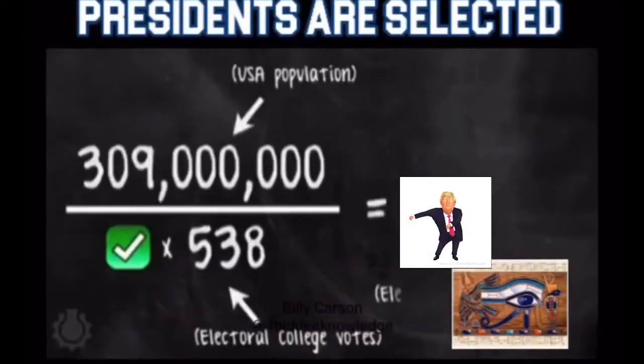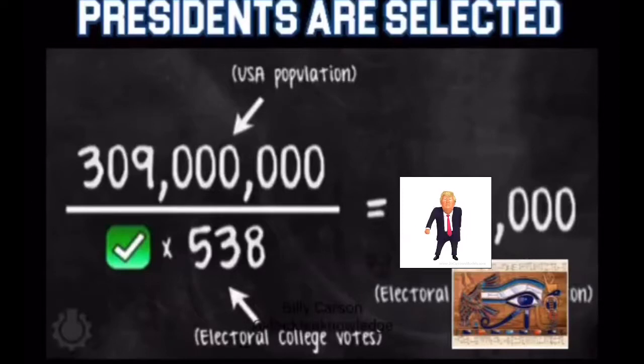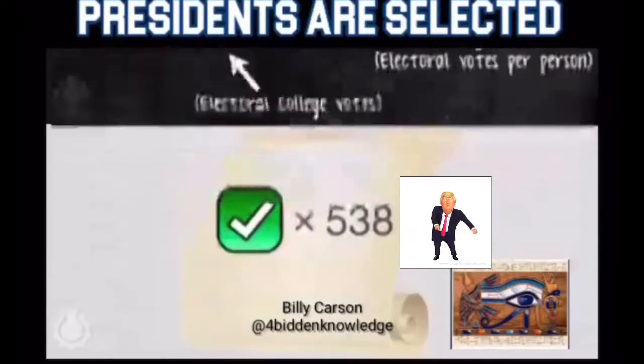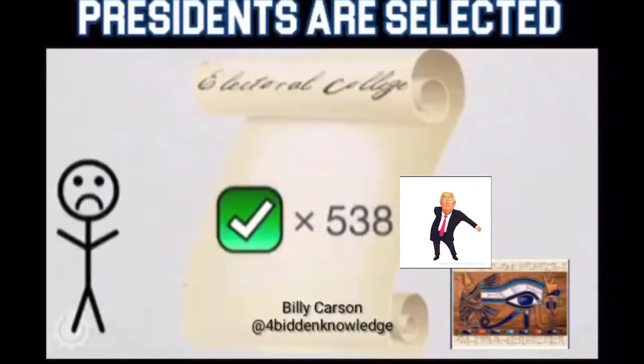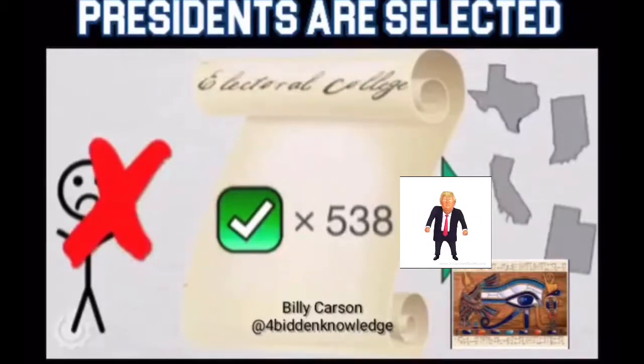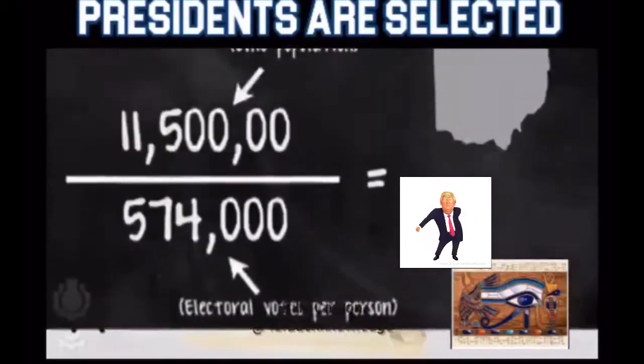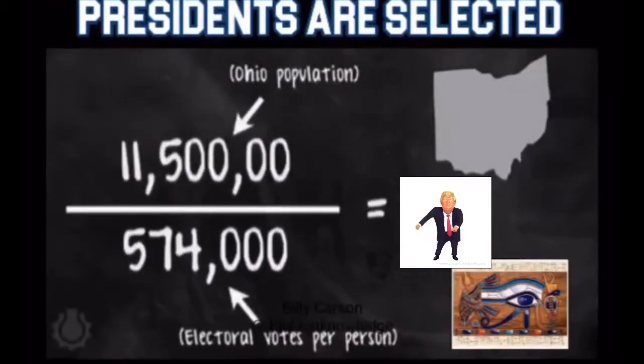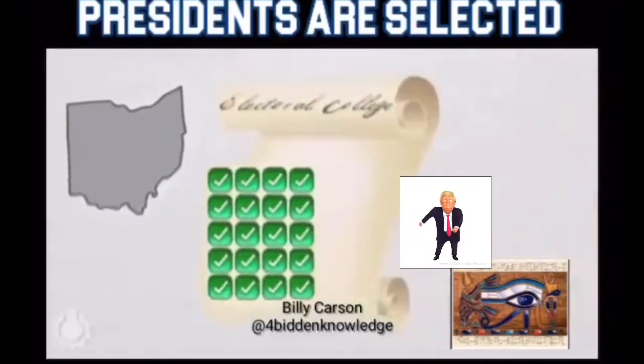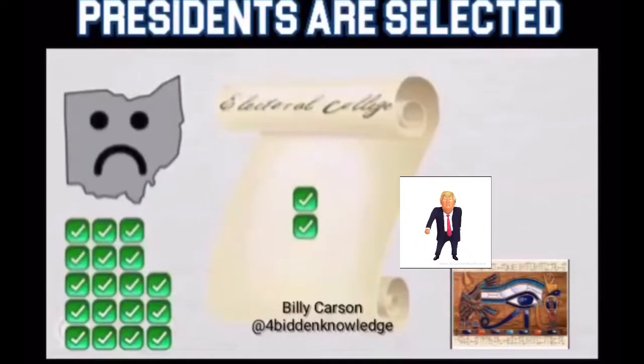If these votes were split evenly across the population, every 574,000 people would be represented by one vote. But that's not what happens because the Electoral College doesn't give votes to people, only states, which has some unfair consequences. For example, there are 11.5 million people in Ohio, so, to fairly represent them, it should get 20 electoral votes. But the Electoral College doesn't give Ohio 20 votes, it only gets 18, 2 less than it should.